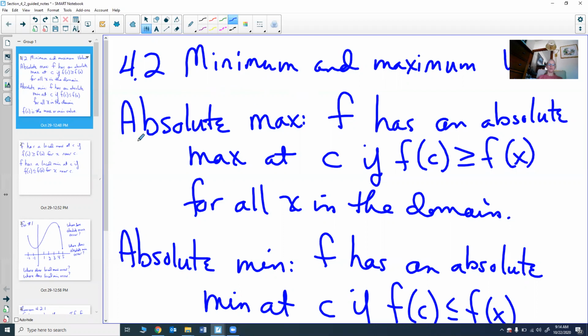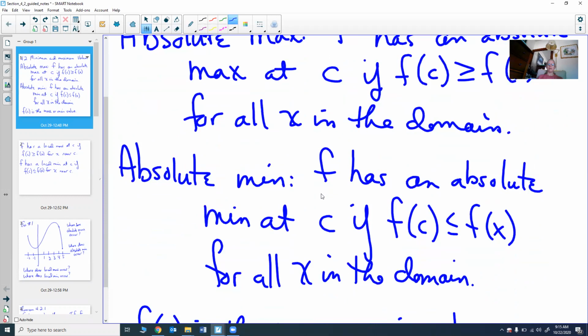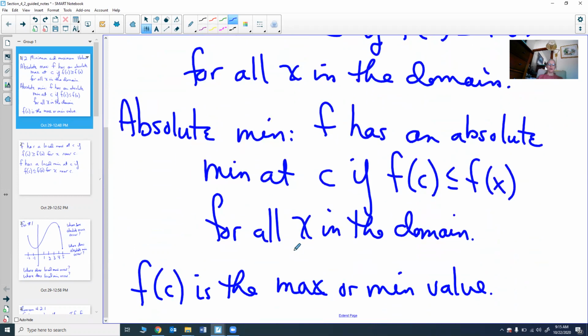So first off, let's talk about what we call an absolute max. F has an absolute max at c if f of c is bigger than or equal to f of x for all x in the domain. An absolute min, similarly, is that f has an absolute min at c if f of c is less than or equal to f of x for all x in the domain. We're going to talk a little bit more about what that means, but before we do that, I do want to point out that f of c is the max or min value, not c itself. C is where it occurs, but the function value is the actual max or min.